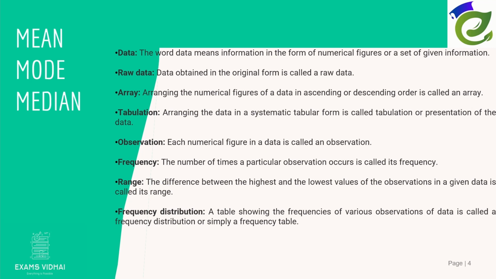Range. The difference between the highest and lowest values of the observations in a given data set is called range. Let's take one more example on the range. For example, the lowest mark in the class is 25 and the highest mark in the class is 75. Then the range will be highest minus lowest, 75 minus 25 equals 50. Therefore, the range of the class is 50.